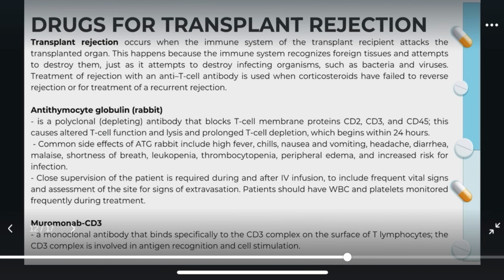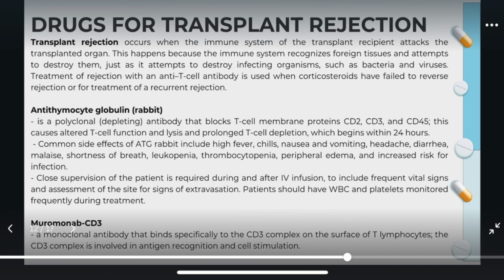Close supervision of the patient is required during and after the IV infusion. This includes frequent vital signs and assessment of the site for signs of extravasation. Patients should have white blood cell and platelets monitored frequently during treatment.